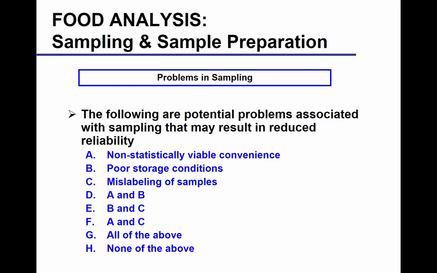So all of the above, when you have non-statistically viable convenience. Let's say you cannot reach the bottom of a silo and you have to get samples only from where you can reach, then there is a potential reduction in reliability, okay? And sometimes you don't store your samples properly after you collect them, like temperature abuse or exposure to light or oxygen, then you will end up having reduced reliability because you're changing the composition of your sample. Of course, this is very obvious, if you mislabeled your sample, your results are not reliable at all.